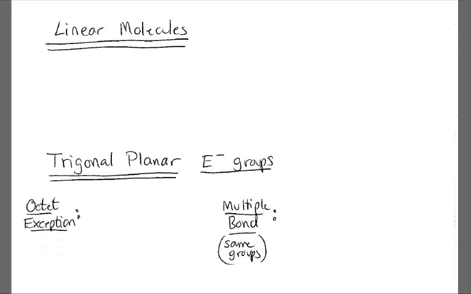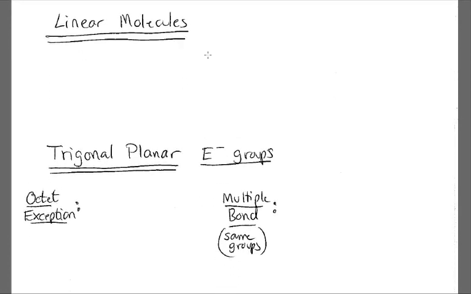All right. So linear. Linear is pretty simple. I'll give you an example. Carbon dioxide. There are no additional electrons on the carbon because it has 2 double bonds. That makes an octet around the carbon. There are no additional electrons, so that's just 2 groups. So they spread out 180 degrees, and you have a linear molecule.